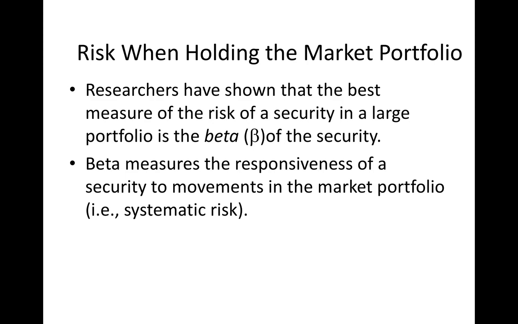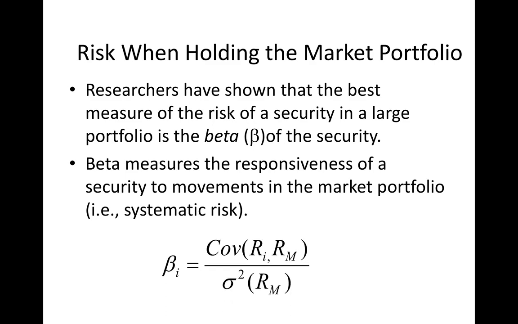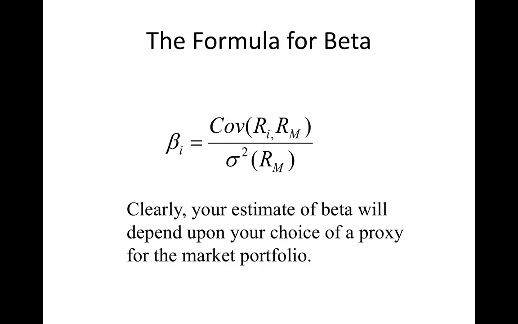we refer to that risk as the beta. So the typical beta tells us how that particular portfolio or investment package moves with the market. This is captured as the covariation between that investment and the market, divided by the variance of the market. So clearly, your estimate of beta will depend on your choice of a proxy for the market.